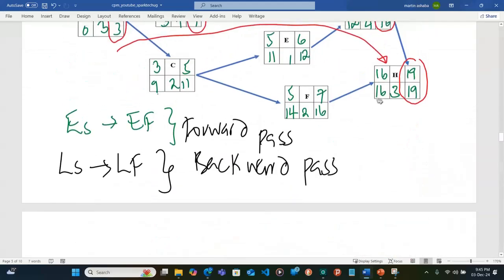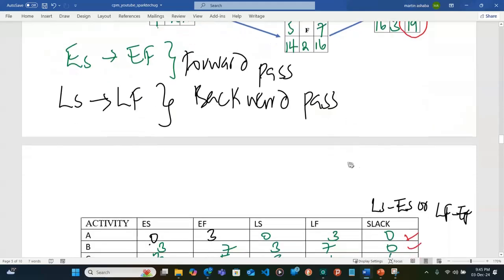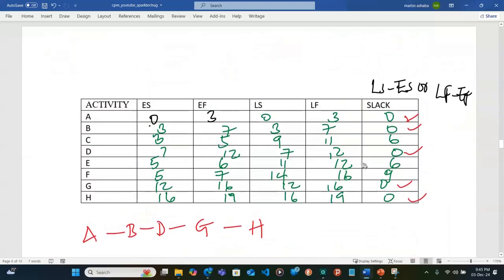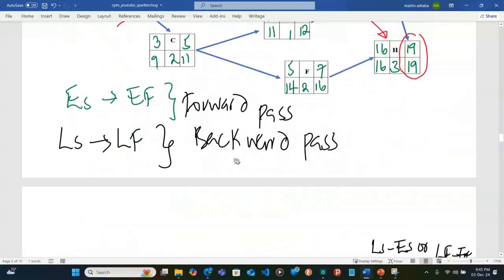Any delay on these project activities will result in an increase in the completion date, or a delay of the project. So you must take extra care on these activities. So that's it.